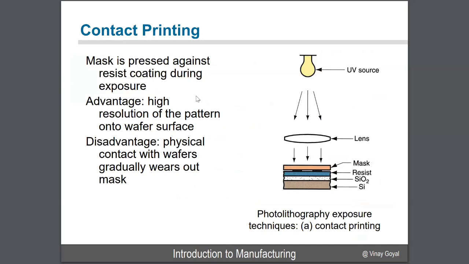And then here, the general approach was always about the same, where you have your mask, your resist, your silicon, and your silicon oxide here, the dioxide. And here you have your lens and your ultraviolet light source. And what we're trying to do here is press the mask onto the resist coating during this exposure. And that's what's going to cause the contact printing. This provides a high resolution.